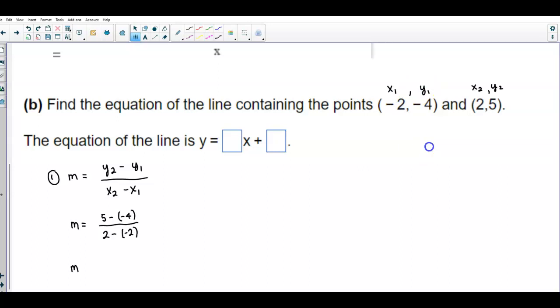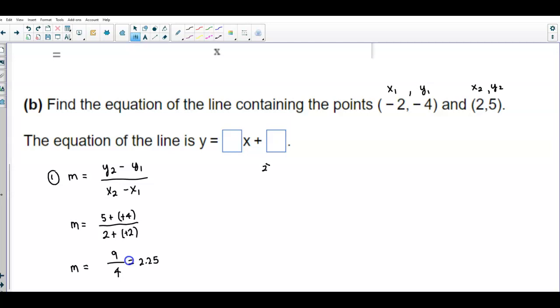Okay, so if we solve a little further, this becomes 5 plus 4, which is 9, and this becomes 2 plus 2, which is 4. So therefore, m is going to equal 9/4. So if we take 9/4, we're then going to divide 9 by 4, which gives us 2.25. So that represents our slope.